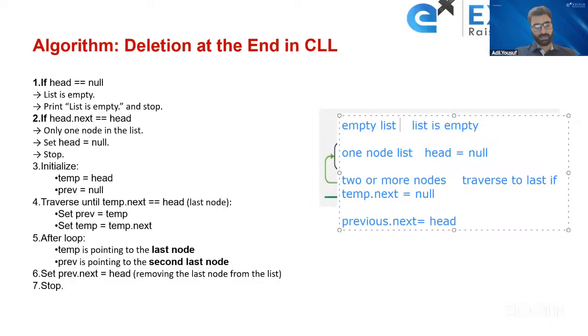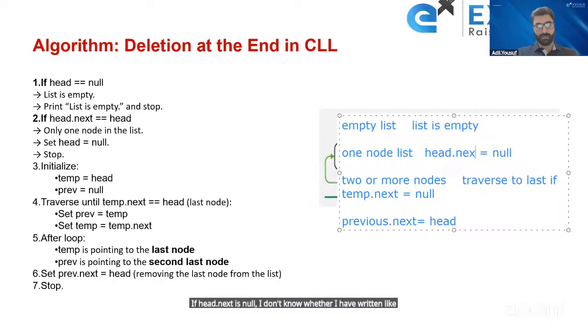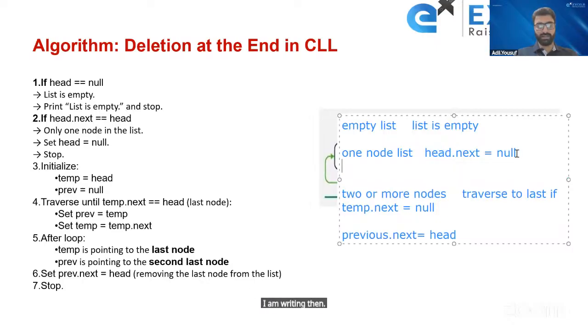Head is equal to null is when the list is empty. If head dot next is null... I don't know whether I have written like that. Head dot next is equal to null, it is a one node list. And for that, when I delete it, I am then writing head is equal to null. Actually, I have explained it, but not written.